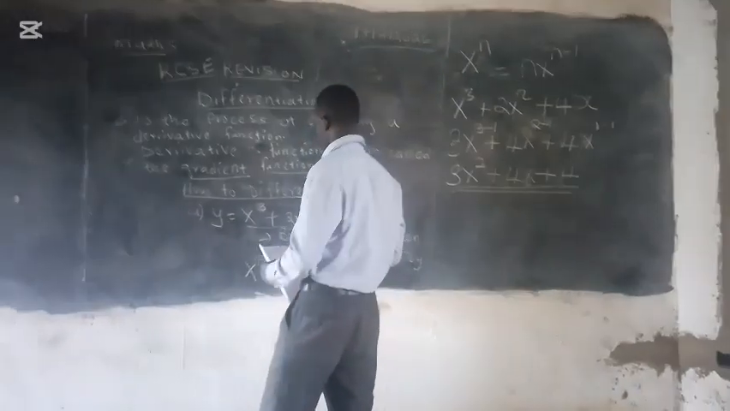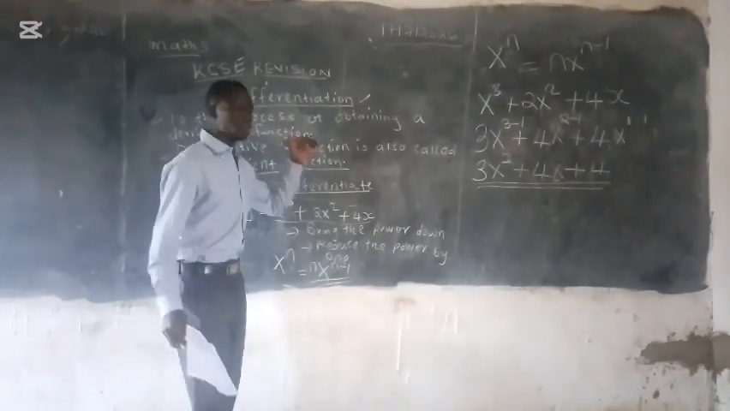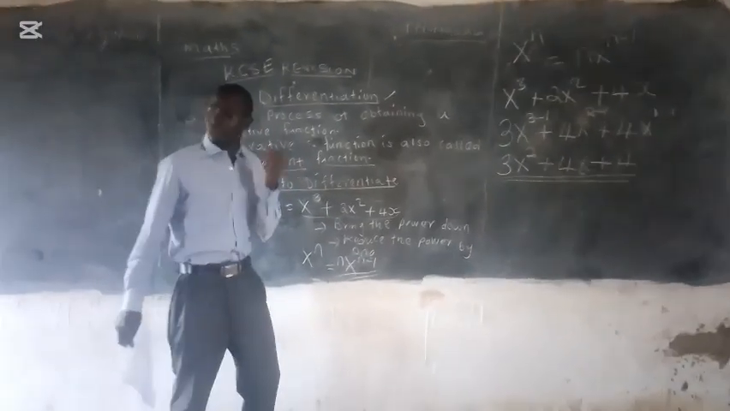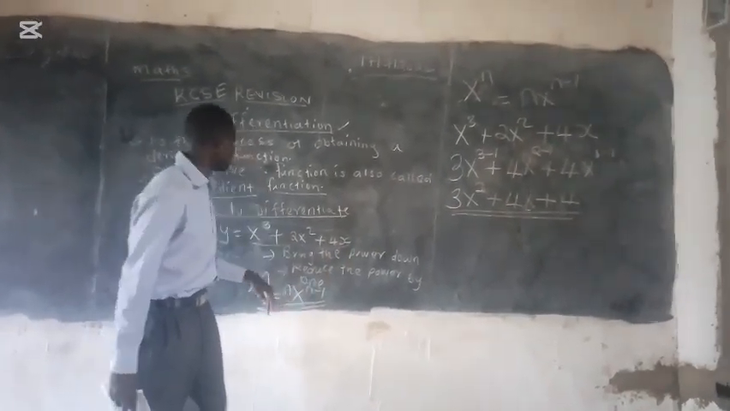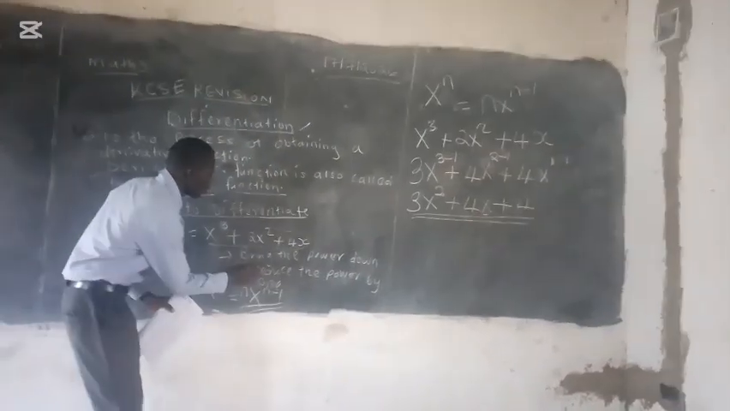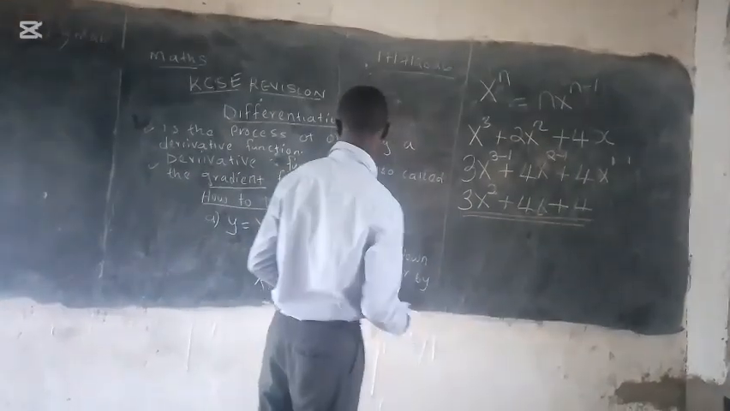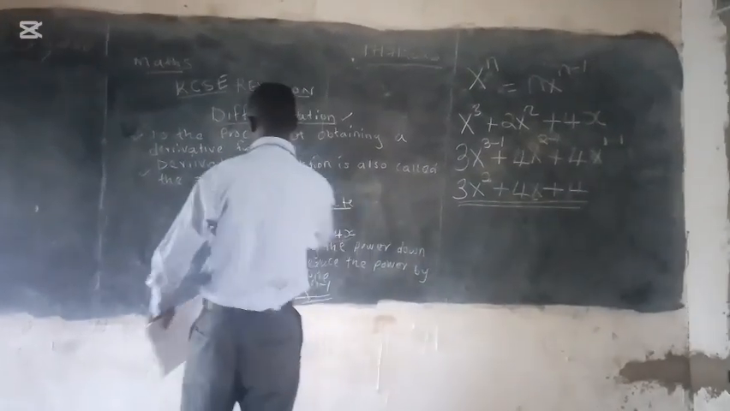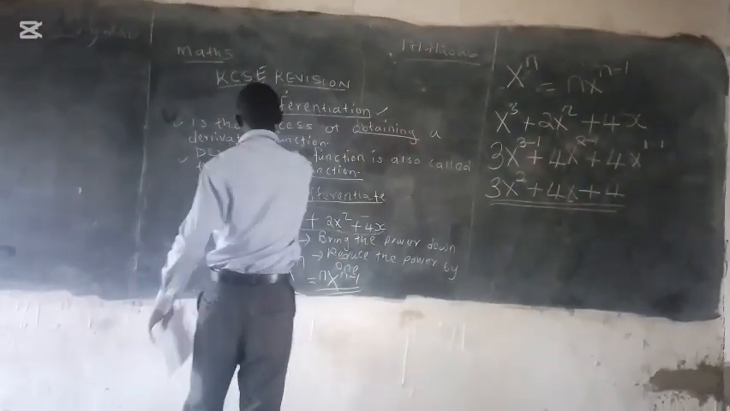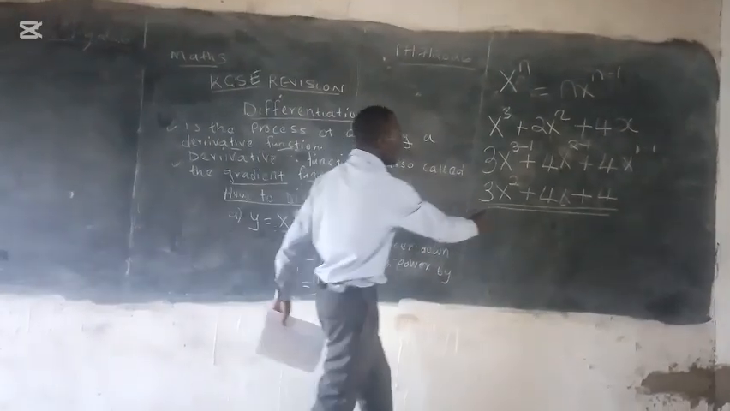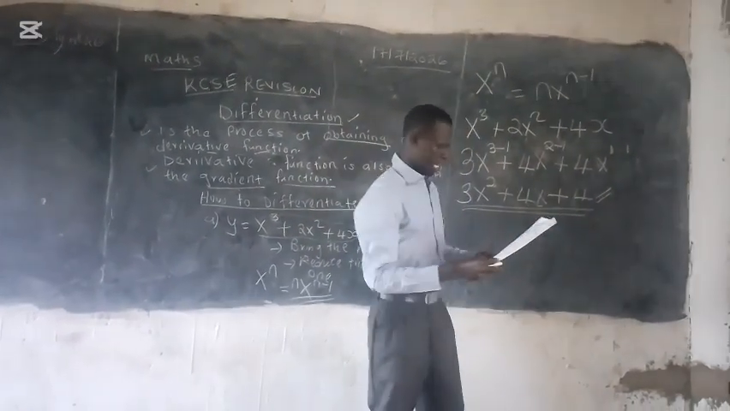Dear students, what is very crucial in this topic is to understand how to differentiate. There are only two very important concepts to understand: that we bring the power down, then after bringing the power down, we reduce that power by 1. Very, very important. As we say, differentiation is the process of obtaining a derivative function. Now, this is our derivative function that we have obtained.